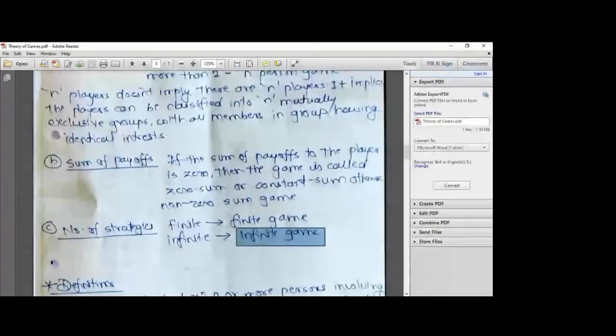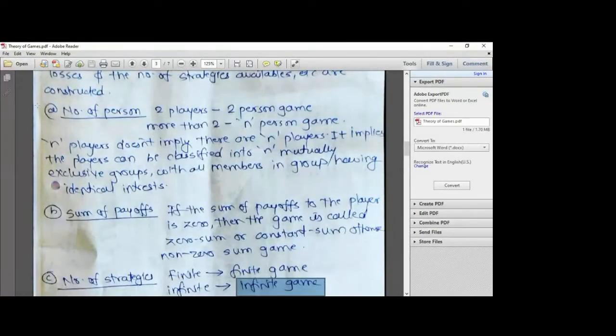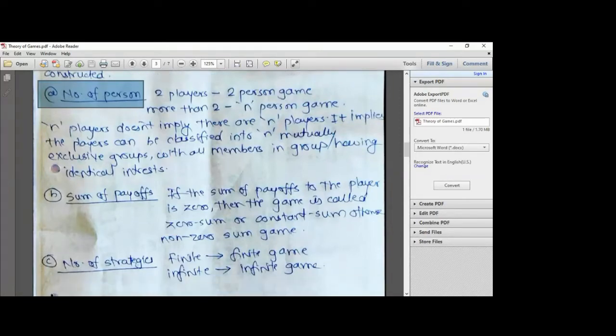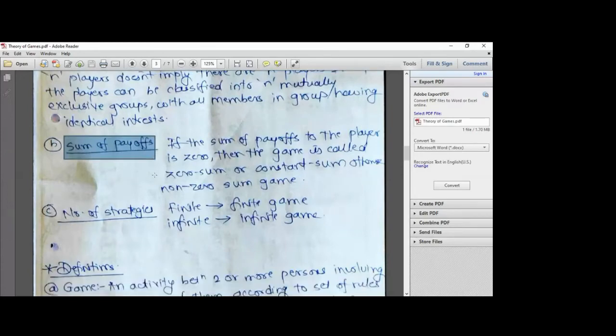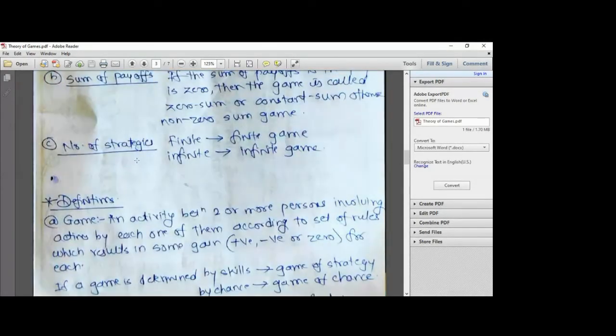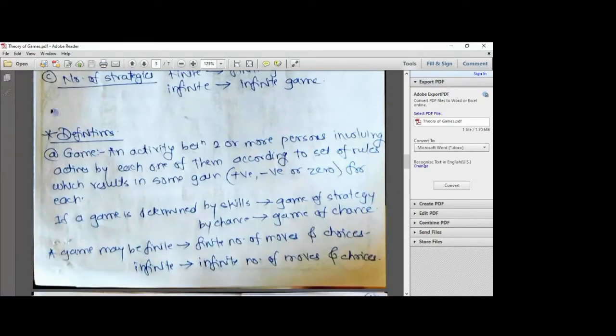So we have classified our models into three main groups. First, number of persons: if there are two players, it is a two-person game. If there are more than two groups with the same interest, you should give the value of the number of groups to this n. Second, sum of the payoffs: it can be a zero-sum game or a non-zero-sum game. Third, number of strategies: it can be a finite strategy game or an infinite strategy game.